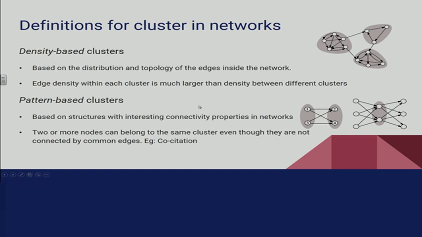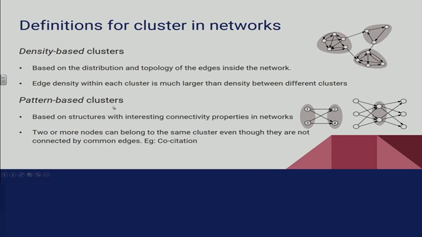We are discussing two main clustering types in networks. One is the density-based cluster. The density-based cluster depends on the edge density in the network, so it depends on the distribution of edges inside the network. As you can see in the figure, the nodes which are densely connected with edges are clustered as one cluster.